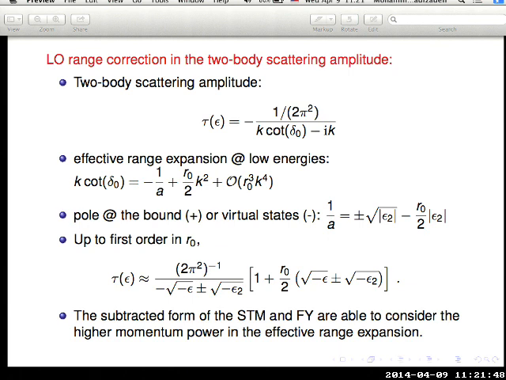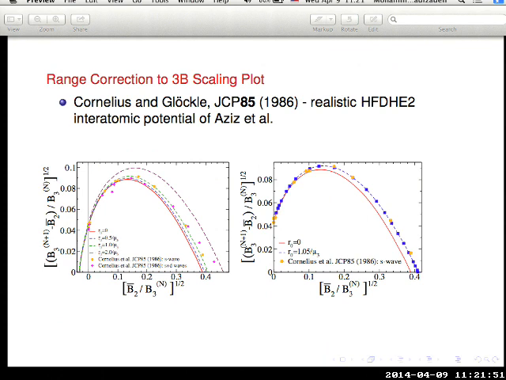This is just an example to see how the scaling plot, the three and four body scaling plot, can be changed by considering this range correction. Here we have the result from Cornelius and Gluckler for a realistic helium-helium interaction. This is the scaling plot that we have for the zero range interaction. The orange dot points are the results obtained for the S-wave HFDHE2 interaction. And I see that just by changing R0 with respect to the three-body parameter with this value, we can have the same result.